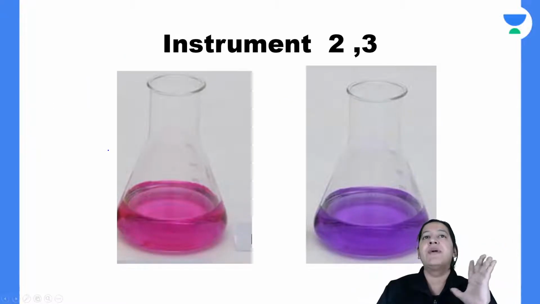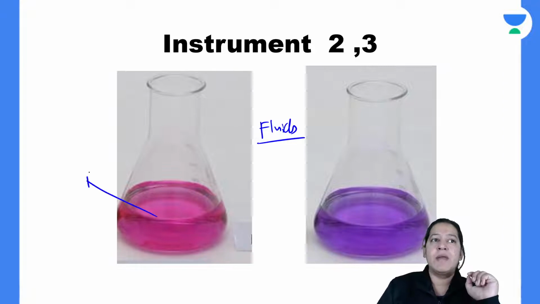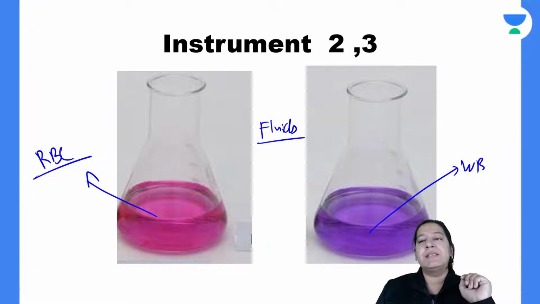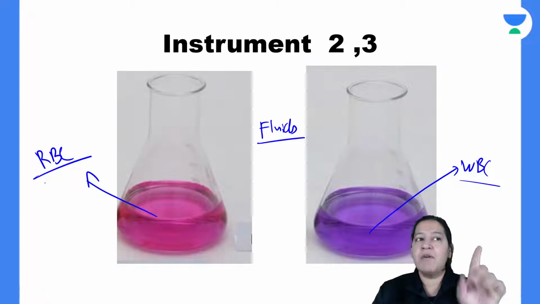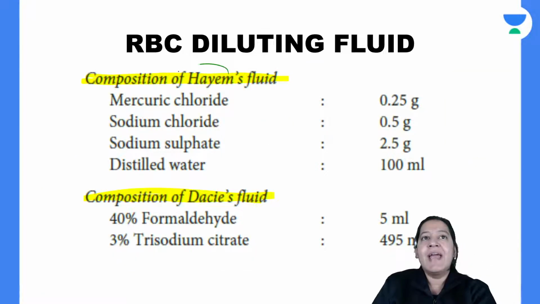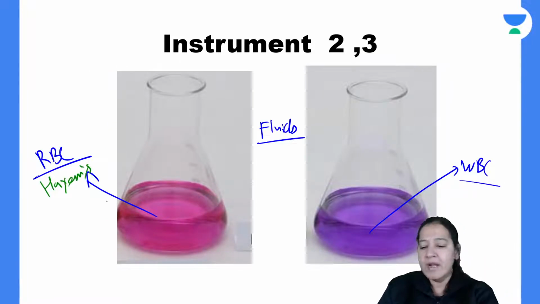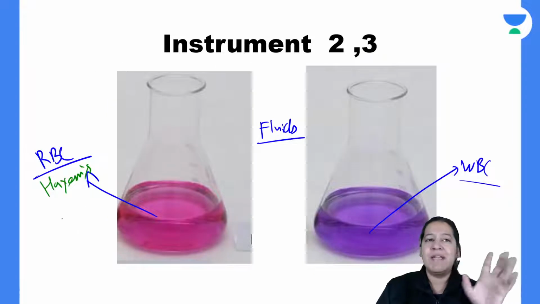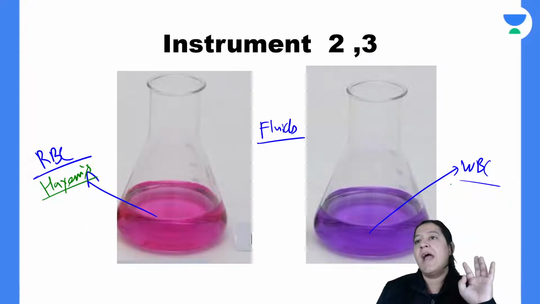These are the 2 fluids in front of you. Can you see the 2 fluids? Yesterday I taught you the pink one. The pink one is RBC diluting fluid and the purple one is WBC diluting fluid. So looking at the color, you have to identify. Don't only identify, write their names also. What is the name of RBC diluting fluid? It is known as Hayem's fluid, or it is known as Dacie's. But Dacie's I have not seen in any college. In my college, and in most colleges, students have Hayem's fluid. And the WBC fluid is called Turk's fluid.